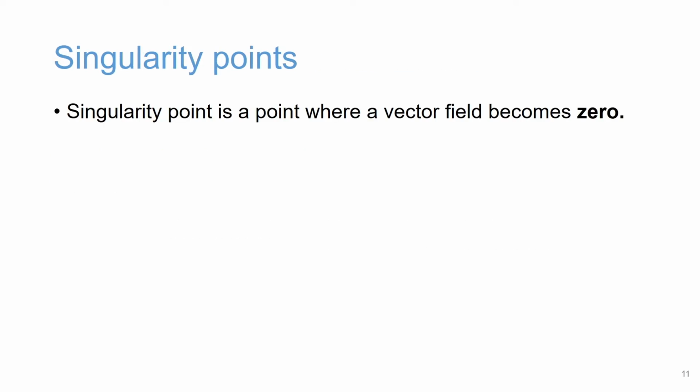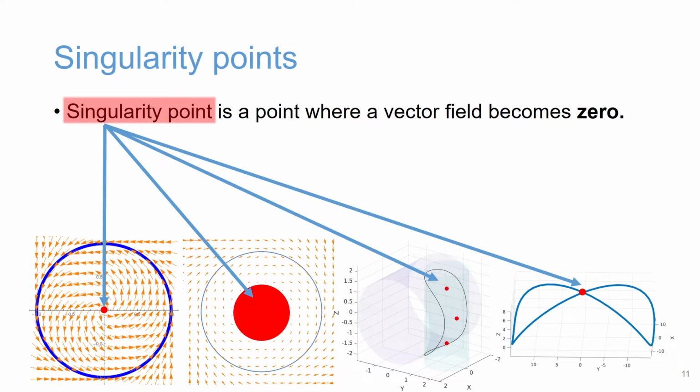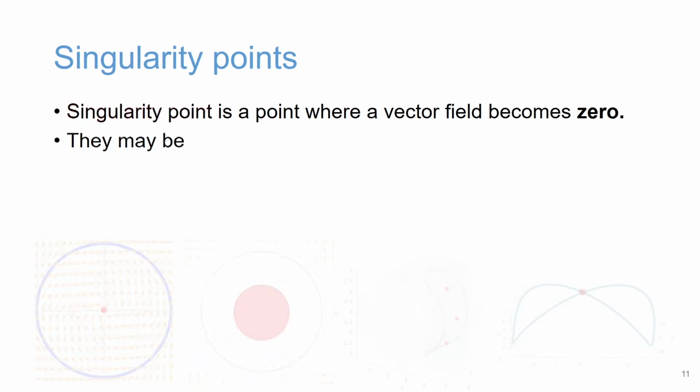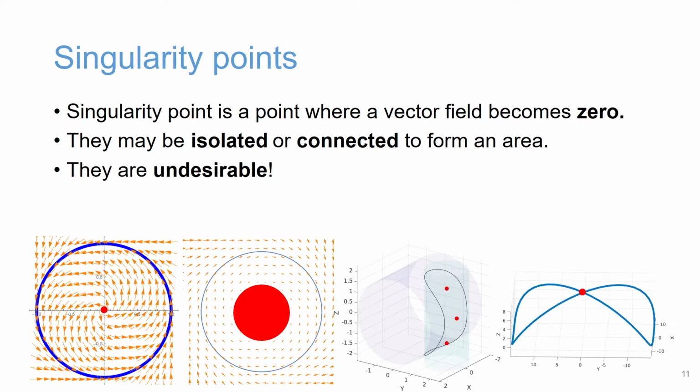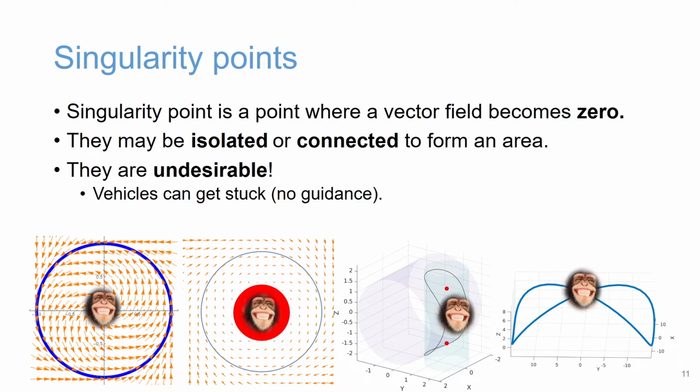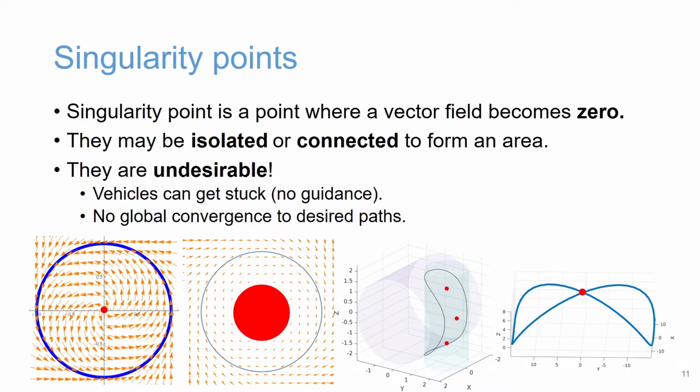A singularity point is a point where the vector field becomes zero. The red points in these pictures are singularity points. They may be isolated or connected to form an area. Singularity points are undesirable. If your drone gets stuck at this point, it is more vulnerable to attacks from chimpanzees, and no global convergence of trajectories to the desired path can be guaranteed.